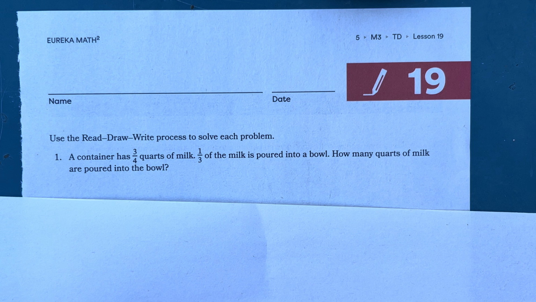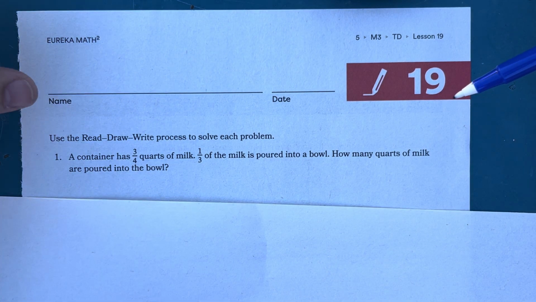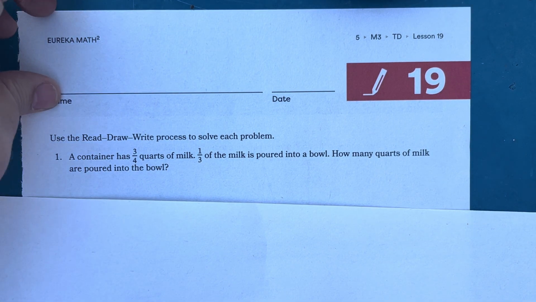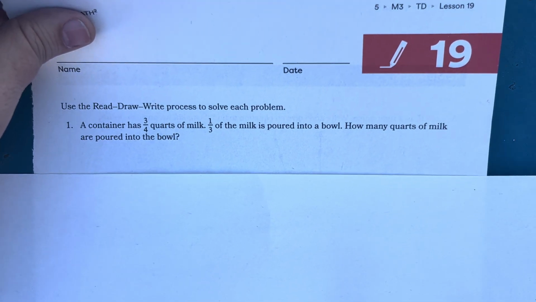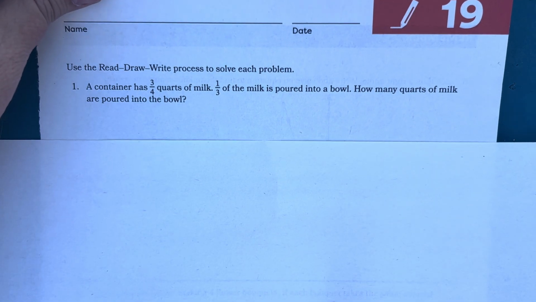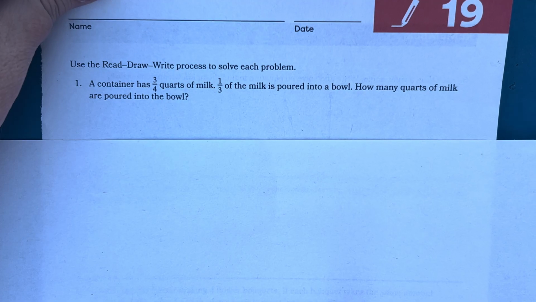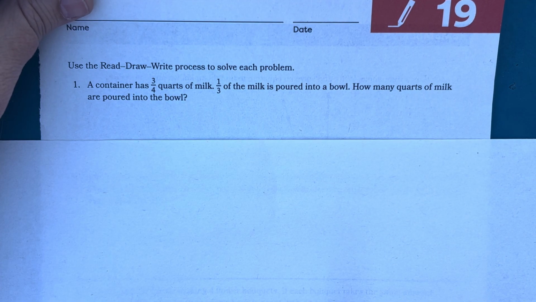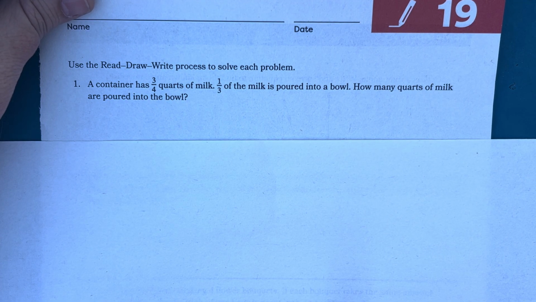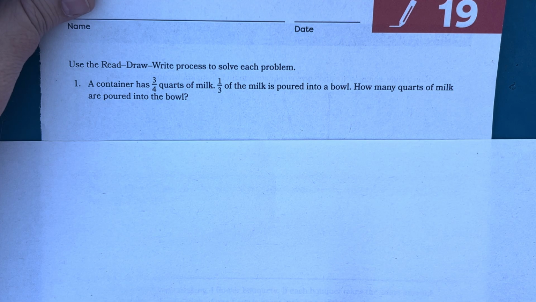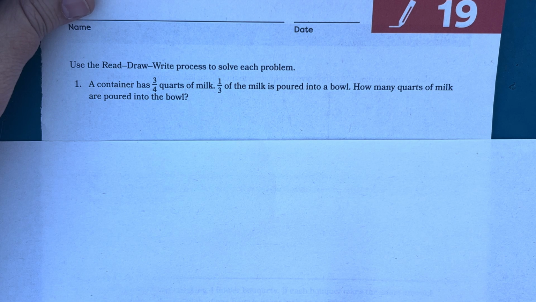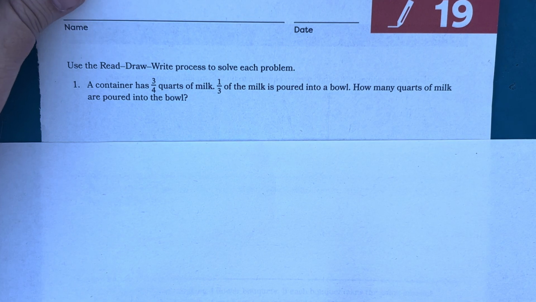So today in our homework, we're on lesson 19 because tomorrow in class, we'll be doing lesson 19. So let's take a look at this page and let's look at problem number 1 together. It says that we're going to use the read, draw, write process to solve each problem. And that just means that if we need to draw a picture to help us understand, we could do that. And we definitely need to read, right? We need to understand what the problem is saying.